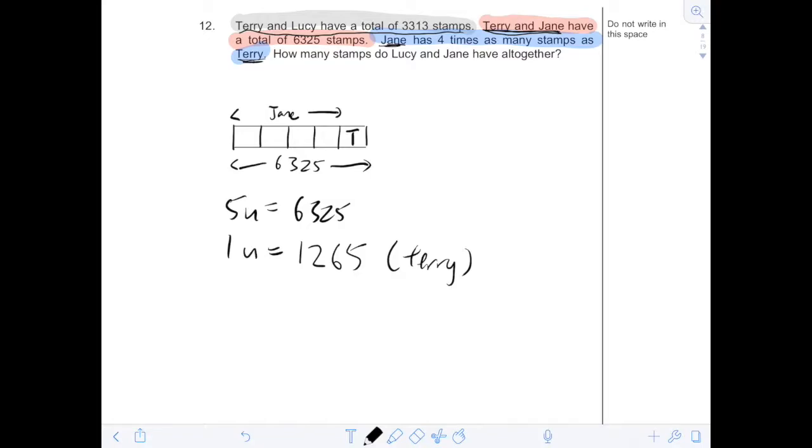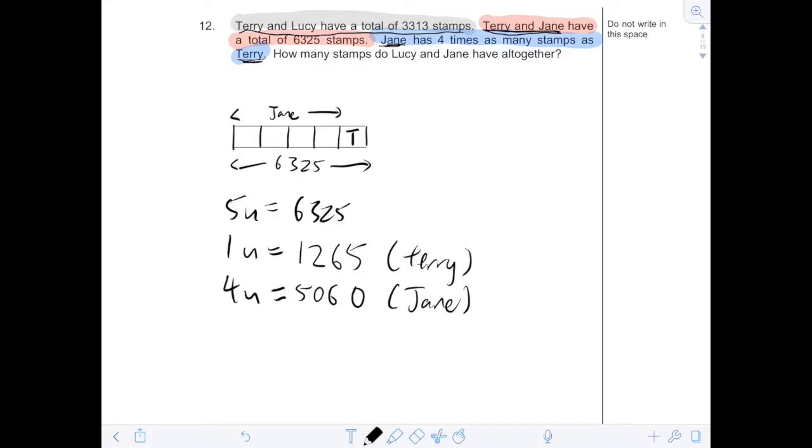Alright, Jane, just from this you can find that Jane is actually 4 units. Just have to multiply this by 4. Just give me a moment, let me turn on my calculator. 1265 multiplied by 4, you get 5060. Okay, and this belongs to Jane.